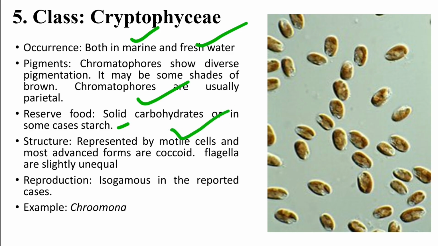Structure represented by motile cells. The most advanced forms are coccoid, means round shaped structure. Flagella are slightly unequal. Reproduction, isogamous in reported cases. An example, Chroomonas.